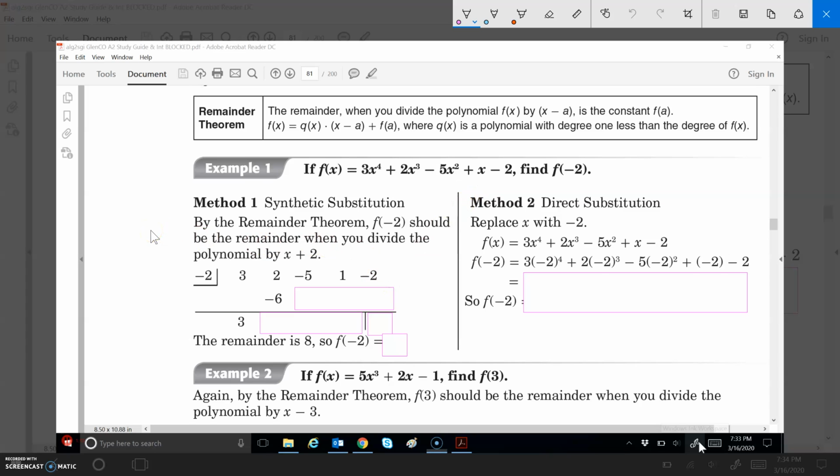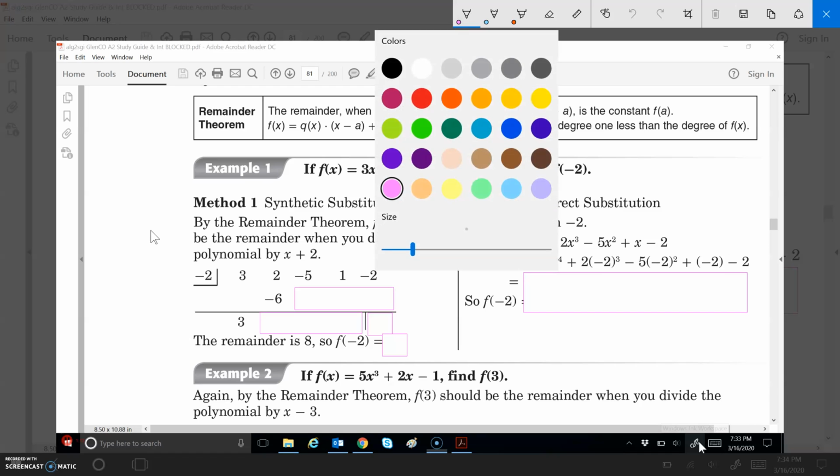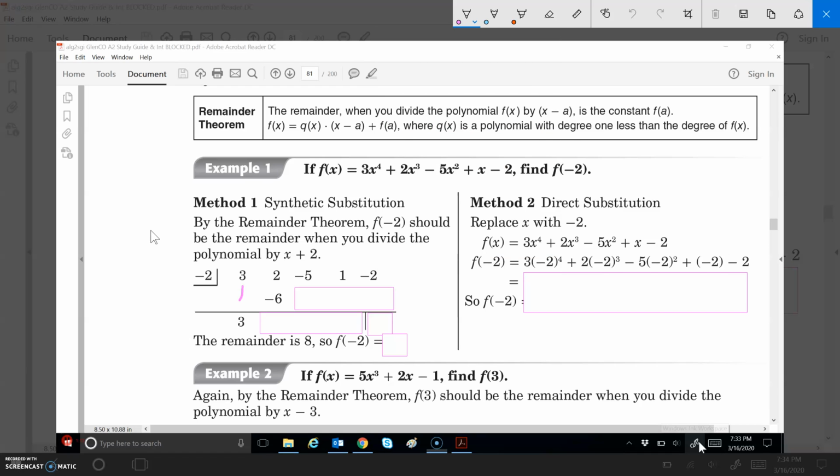So let's do synthetic division here. Our synthetic substitution: we drop the first coefficient, negative 2 times 3 is negative 6, 2 minus 6 is negative 4, negative 2 times negative 4 is 8, negative 5 plus 8, because it's positive, is 3, negative 2 times 3 is negative 6, 1 minus 6 is negative 5, negative 2 times negative 5 is positive 10, and negative 2 plus 10 is 8. So the remainder is 8, so f of negative 2 equals 8.